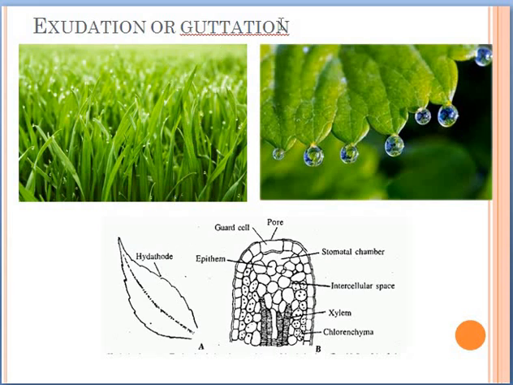Whenever there is a question about guttation, please mention hydathode. If there is a question about hydathode, mention guttation. For example, define the process of guttation: guttation is the loss of water which occurs through hydathodes. What is a hydathode? Hydathodes are special cells through which guttation occurs. So if one of these is asked, you have to mention the other one.